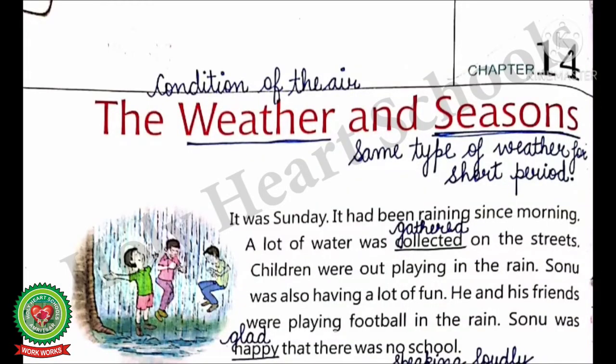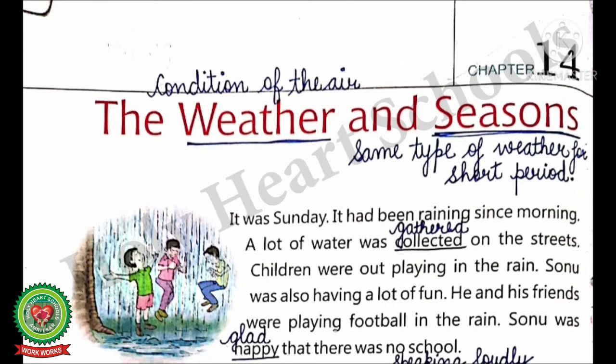Underline the word seasons and write down its meaning. Same type of weather for a short period. So, when a type of weather continues for a few months, it is called a season. Okay kids? Now we will continue reading.